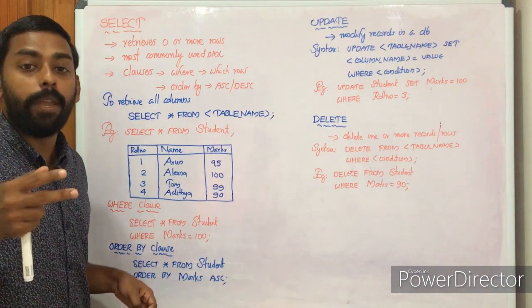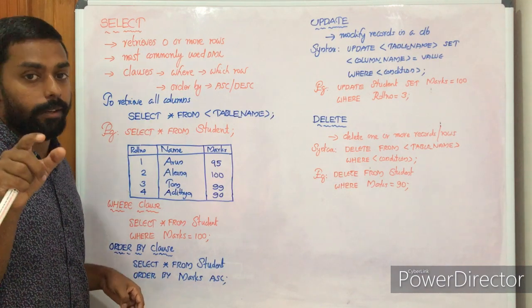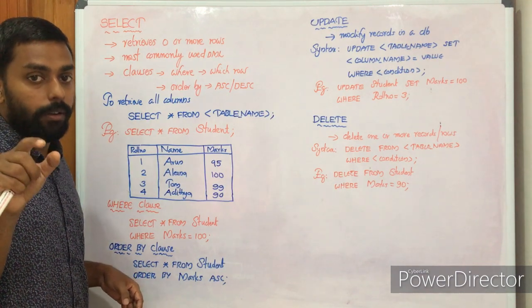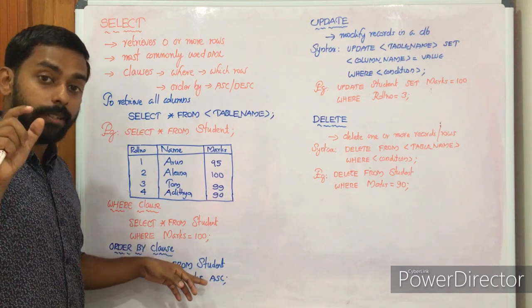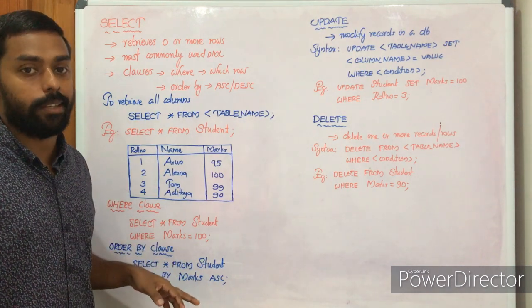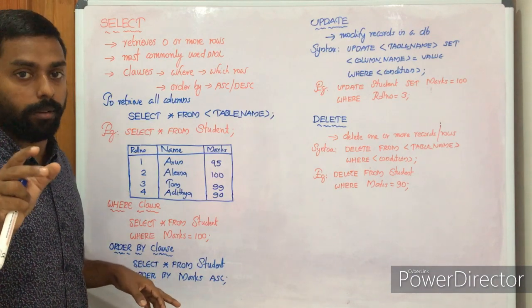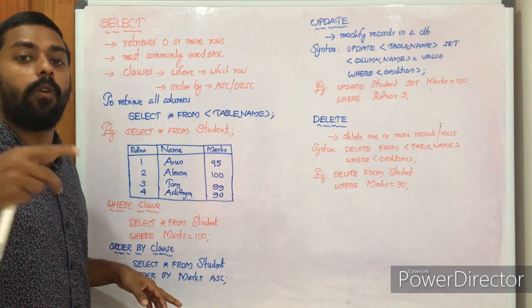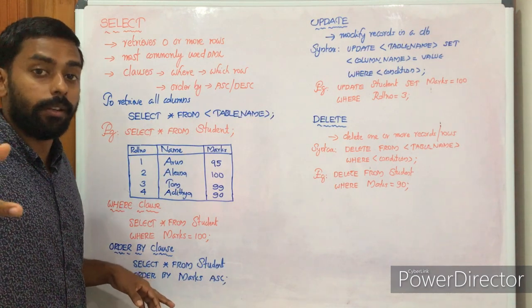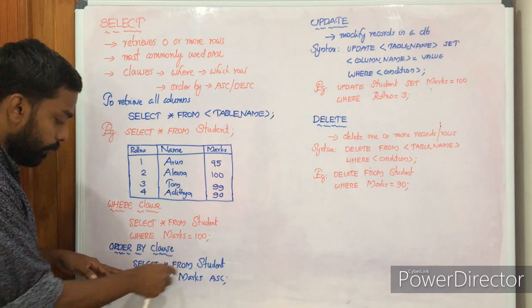But if you want to make it in descending order, you must have the keyword DESC at the end. And if you want to make it as ASC, either you can add ASC or you can avoid adding ASC, because ASC, ascending, is a default order. Default order means you can avoid it. Even though you have avoided it, it will be taken as ASC. That's it.